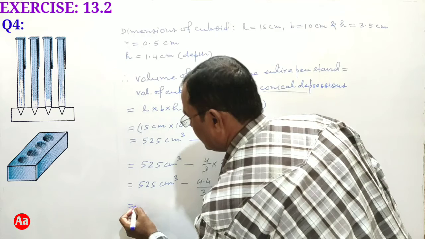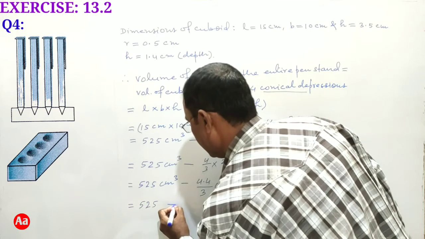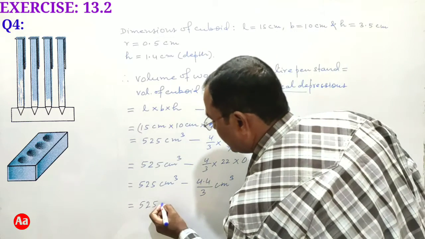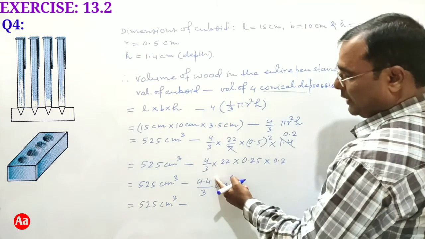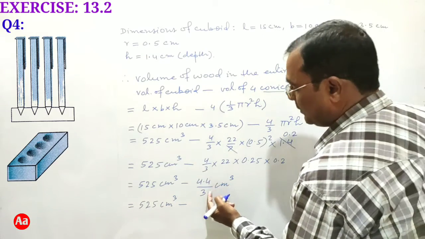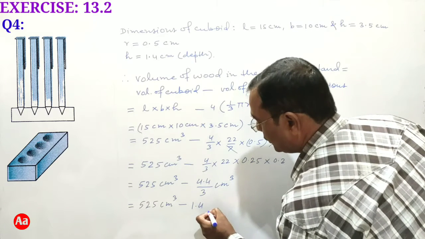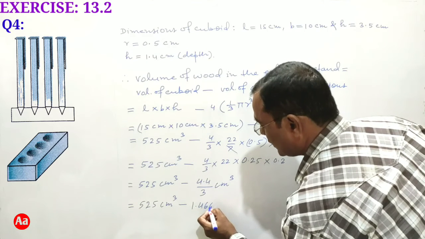So this is 525 centimeter cube minus 4.4 divided by 3. 3 1 ja 3, 1 4, 3 4 ja 12, 2 20, 3 6 ja 18.